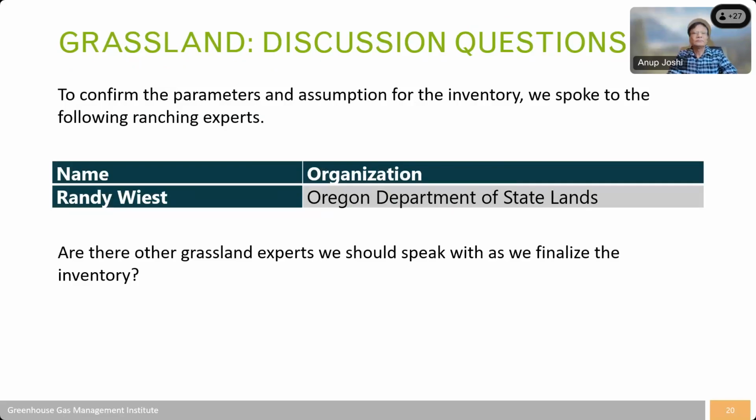Yeah, so as we said before, to double check our information, we talked to Randy Wiest of the Oregon Department of State Lands to make sure we had the basic information there. And the question back to all of you is, are there other folks that Anoop or I should be talking to, to make sure that we have the right assumptions and the right data in developing the inventory?